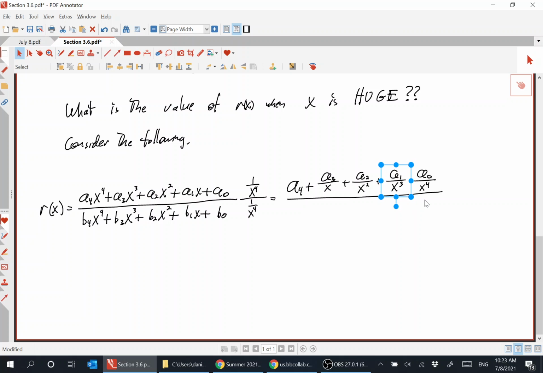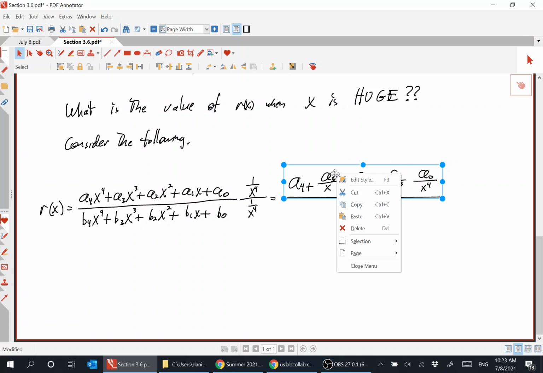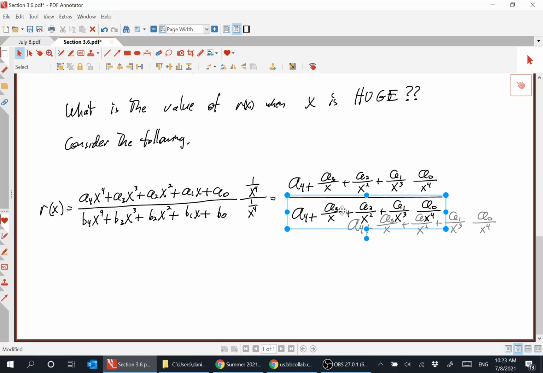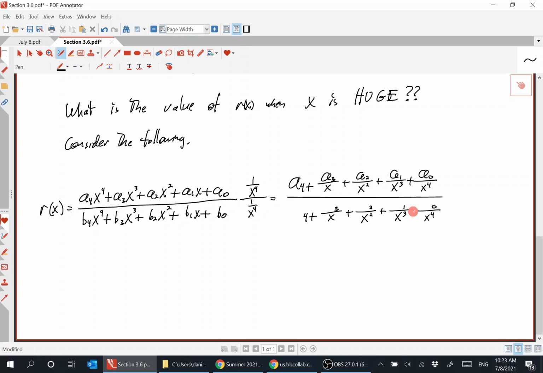Oops, I forgot my plus. The older I get, the harder it is to write in a straight line. All right, so these become b's now on the bottom. Oh, that's right, I forgot my plus here. So b4, b3, b2, b1, b0.